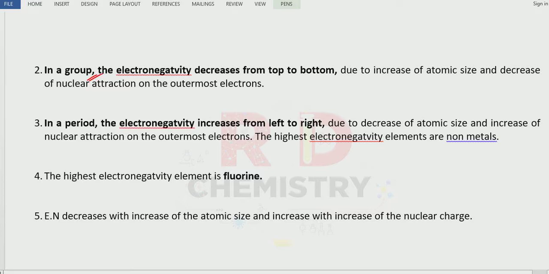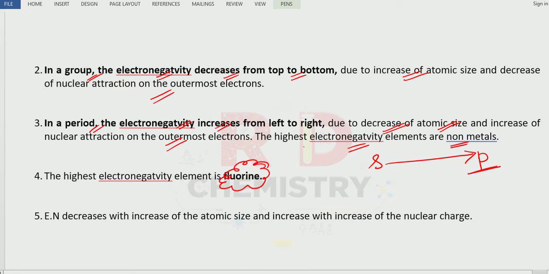In a group, electronegativity decreases from top to bottom because size increases and the attraction toward the electron decreases. In a period, electronegativity increases because the size of the element decreases and attraction increases. Therefore, the highest electronegativity is for non-metals. Non-metals are the p block elements. From the s block to the p block, electronegativity goes on increasing. So the highest electronegativity is for fluorine. Electronegativity decreases with the increase in atomic size and increases with the nuclear charge.